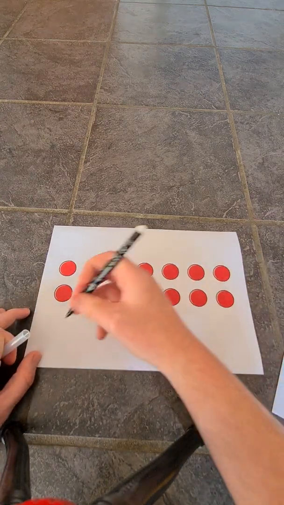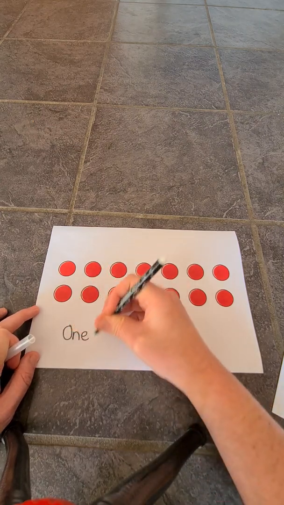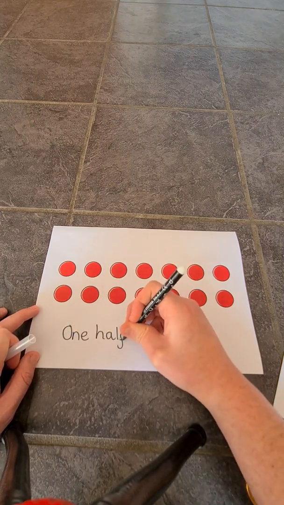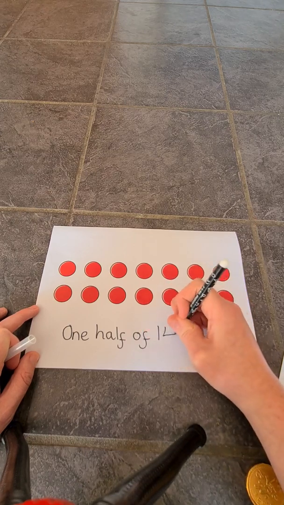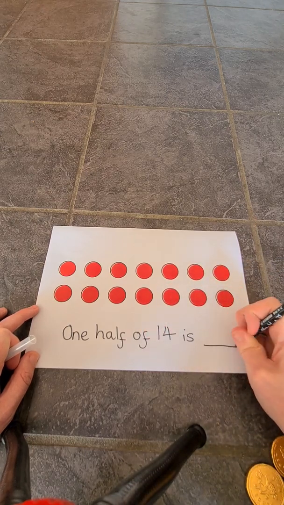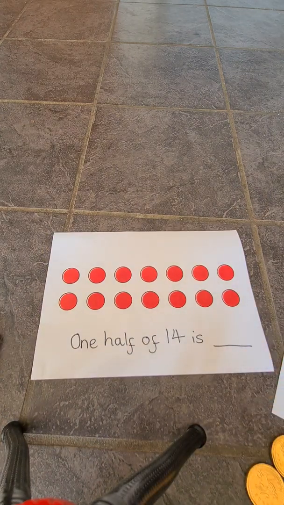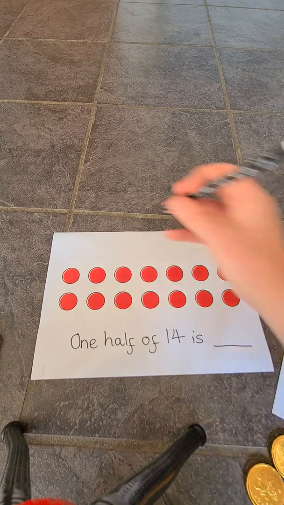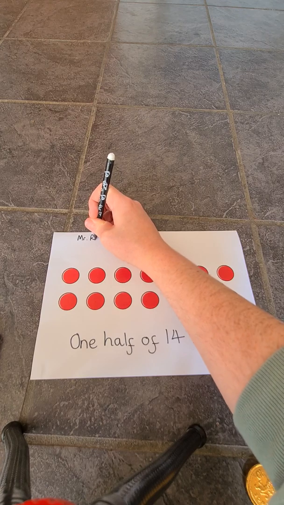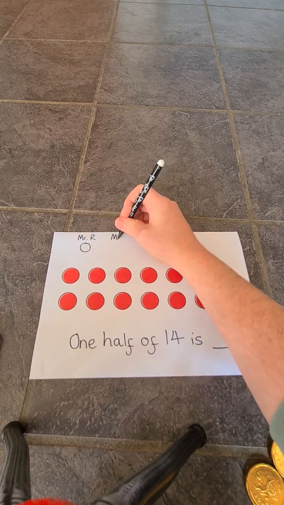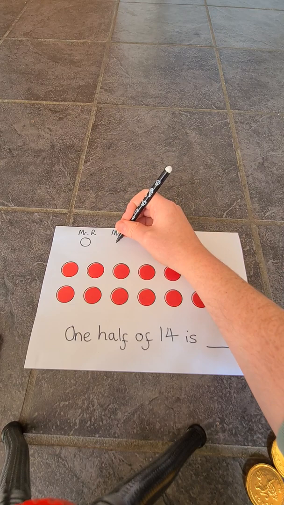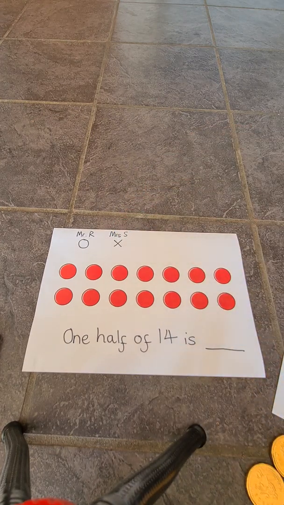Okay, so I want to find out what 1 half of 14 is. Okay, so because I can't move them, I'm still going to pretend that I'm going to give half to Mr. Richards and half to Mrs. Smith. So what I'm going to do for Mr. Richards, I'm going to circle them, and for Mrs. Smith, I'm going to just put a cross through them. Okay, so I'm going to do it in the same way. Because I'm trying to find half, I need to put them into 2 equal parts.